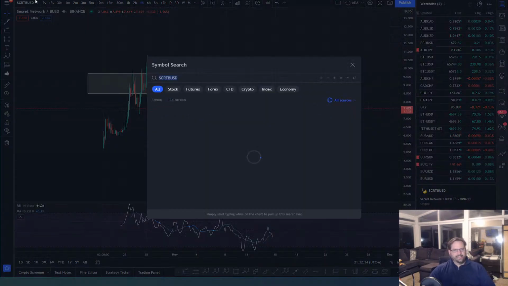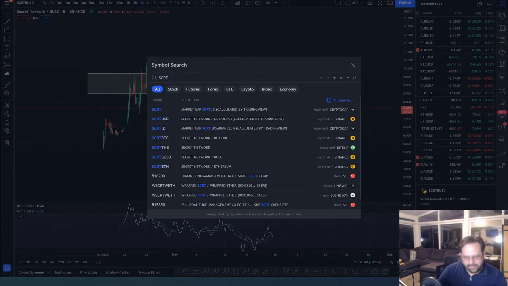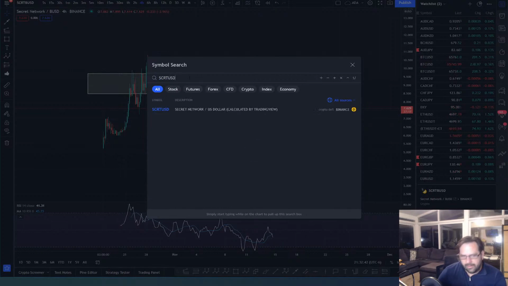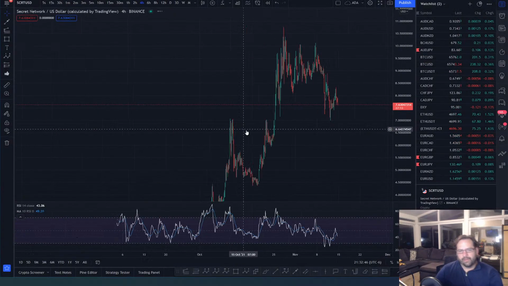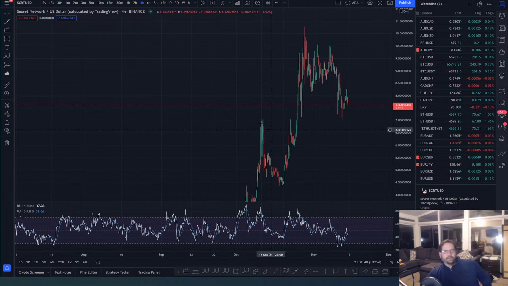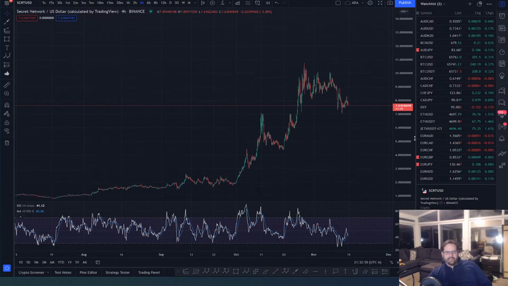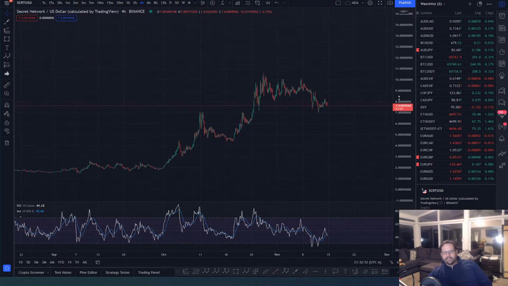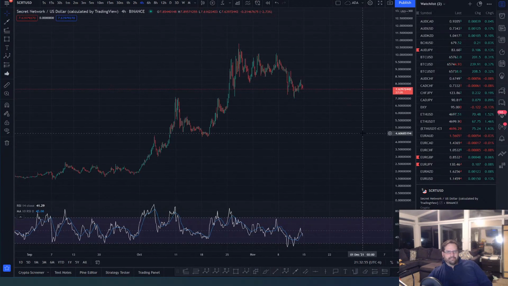Let's try this against the USD instead of BUSD, because you asked me against the BUSD. Binance. There we go. Against the US dollar calculated by TradingView, now that makes a lot of sense. That looks like a very bullish chart right there. Now we have some context for this three-wave move. So there you go.